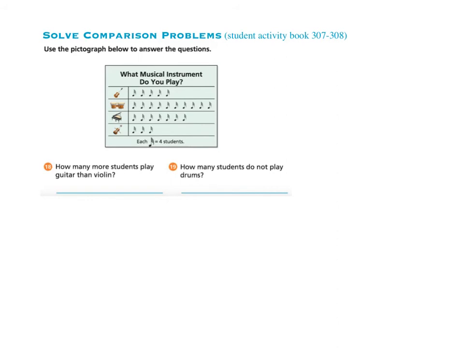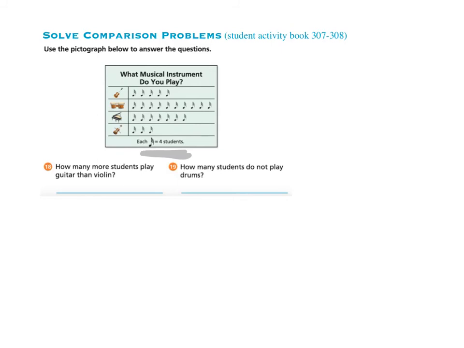So this is 307. Now, when you get to the IXL, you'll actually start creating some of these graphs. It's just a little easier to do on your iPads than in the books. So again, this one you have to look at the scale. So it says each one of those music notes is 4 kids.